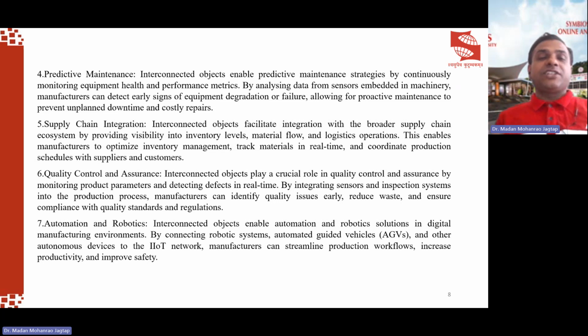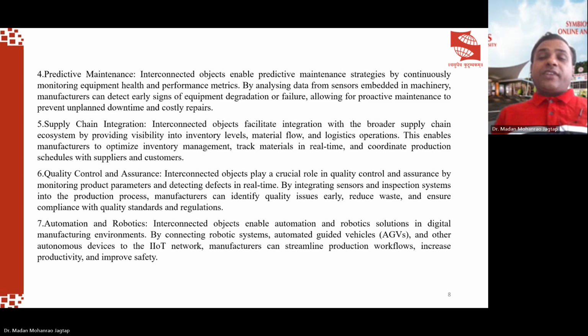Then there is supply chain integration. We can achieve supply chain integration through interconnected objects. Interconnected objects facilitate integration with the broader supply chain ecosystem by providing visibility into inventory levels, material flow, and logistic operations. This enables manufacturers to optimize inventory management, track materials in real time, and coordinate production schedules with suppliers and customers. Supply chain integration is also possible with interconnected objects.